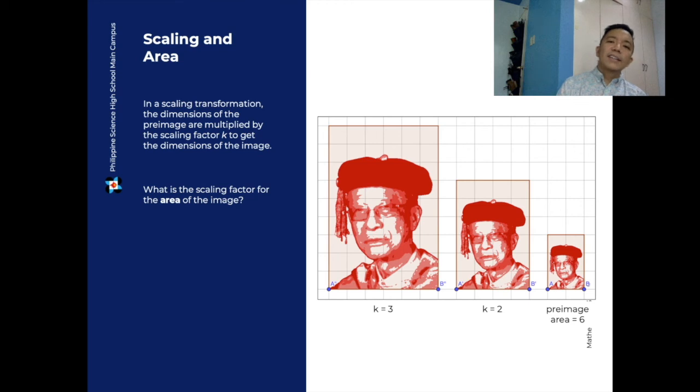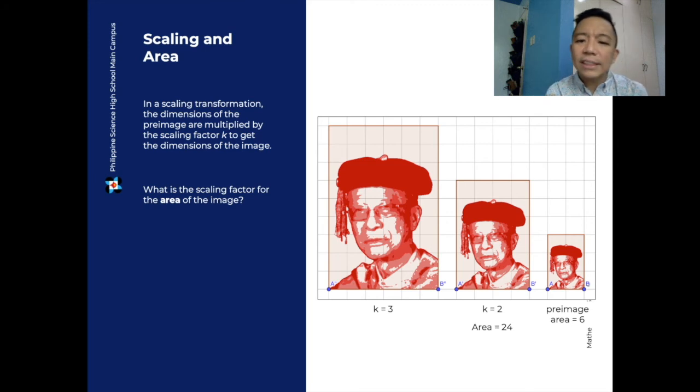But what is the effect on the area? Since you scaled both the length and the height, or width, how does that affect the area? Let's look at our pre-image here. The area is 6 square units, 2 by 3. If we scale by a factor of 2, it becomes 4 by 6. What is its area now? The area is now 24. So by how much did the area grow from the pre-image to the image when the scaling factor is 2? We multiplied by 4. 6 times 4 is 24.